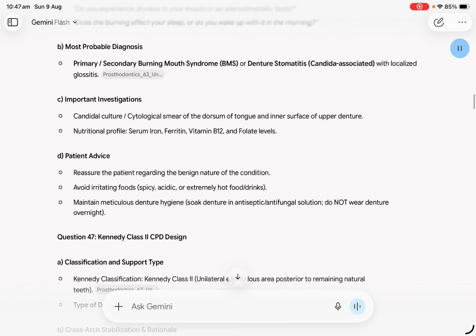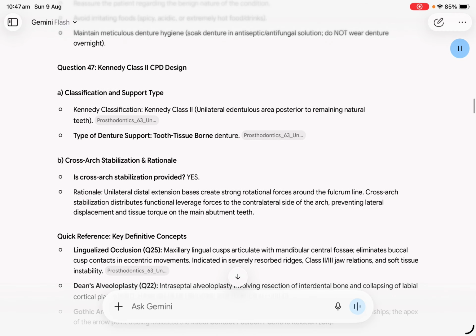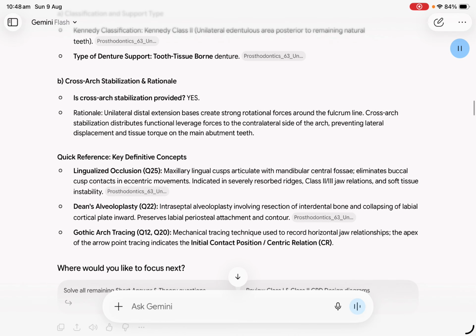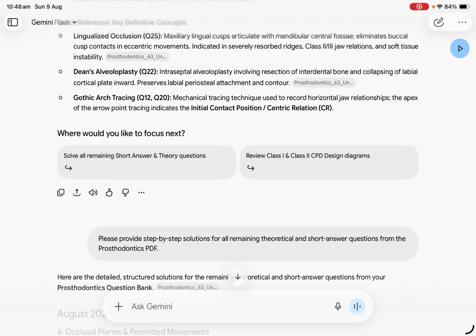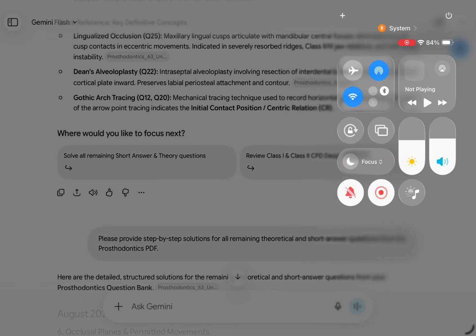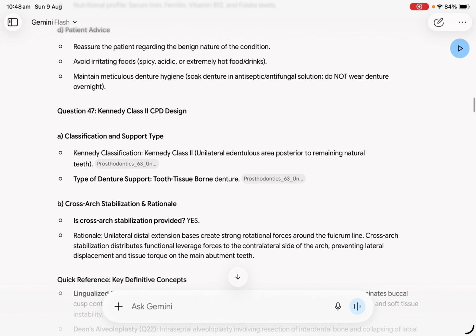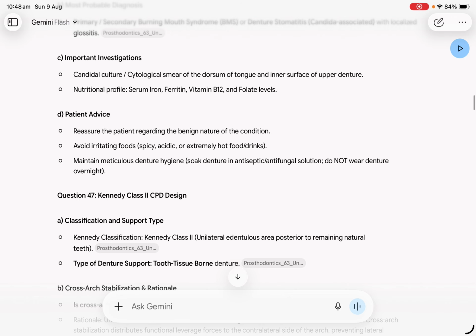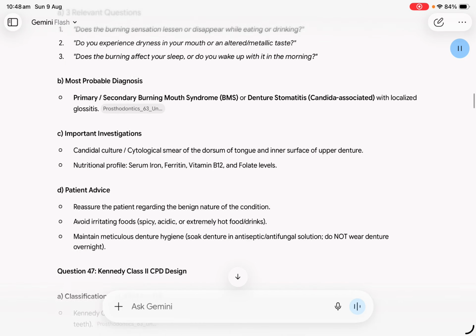Question 47. Kennedy Class II CPD design. A. Classification and support type. Kennedy classification, Kennedy Class II, unilateral edentulous area posterior to remaining natural teeth. Type of denture support. Tooth tissue-borne denture.